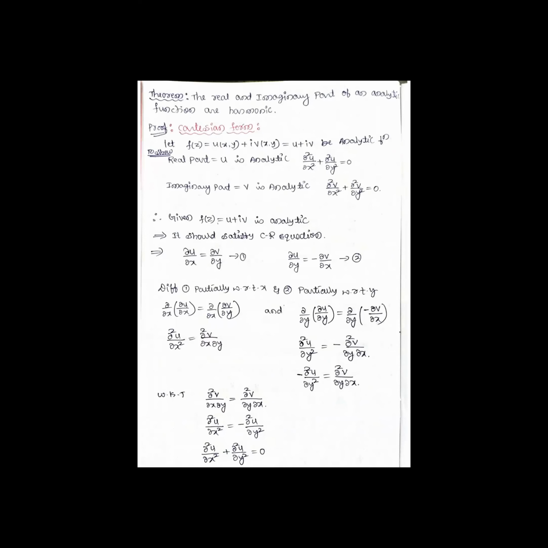So yesterday we studied that the real and imaginary parts of an analytic function are harmonic. The proof we studied in Cartesian form. Now the same proof we will study in the polar form. Yesterday we studied the polar form. The polar form is this one now. So you can see this.